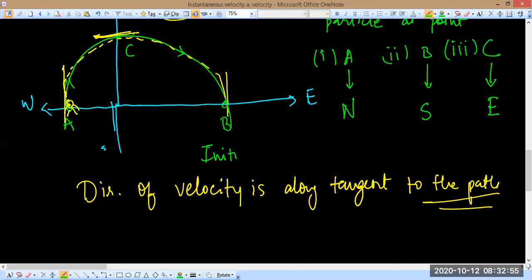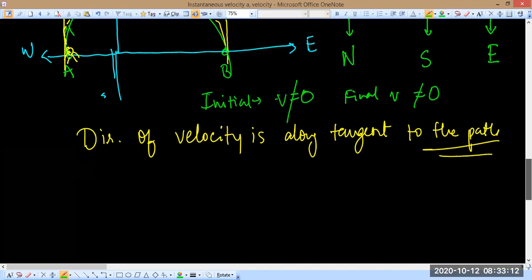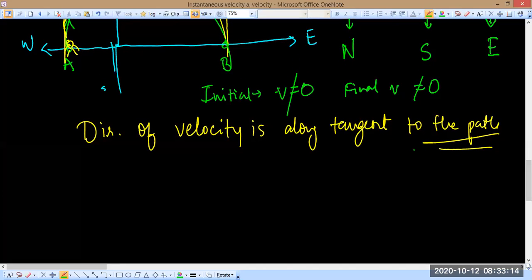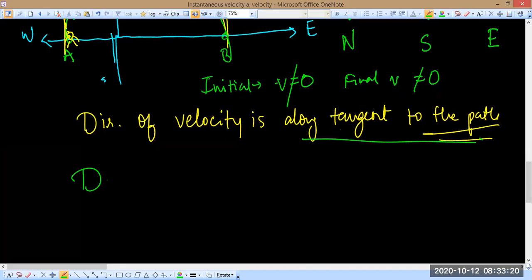Remember, initial does not mean the velocity is zero, right? Velocity may not be zero at initial, and similarly final also the velocity may not be zero. Okay, anyways, so direction of velocity is along tangent to the path. This is something that you should remember. Okay, I know you can get confused here, right?